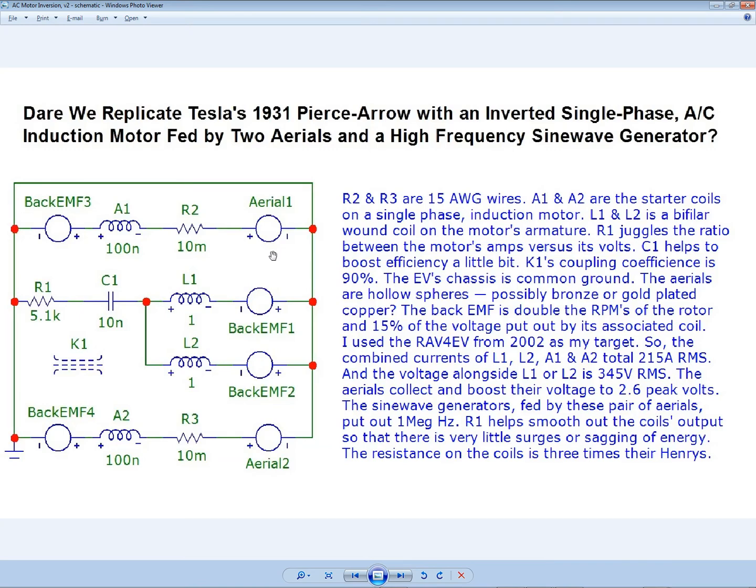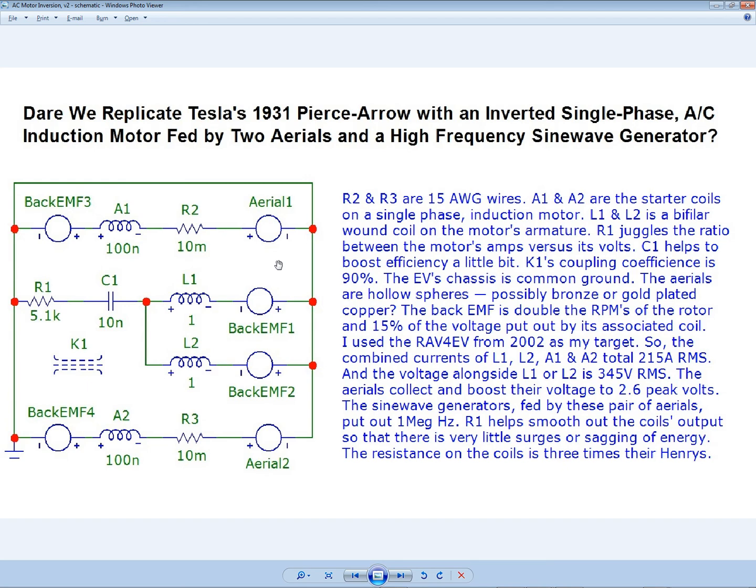And it doesn't have to be big and humongous. Tesla had an 8-foot aerial, I believe it was, or 5. I keep mixing it up. I can't remember whether it was 5 feet or 8 feet. Let's say it was 8 feet on the back end of his Pierce Arrow 1931 demonstration. That aerial has very little surface area. By comparison, a hollow sphere is a very economical use of surface area.